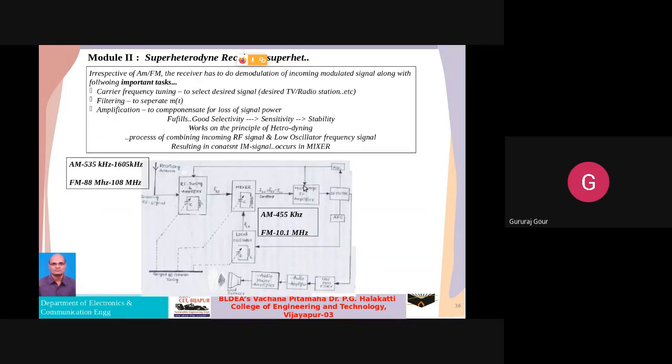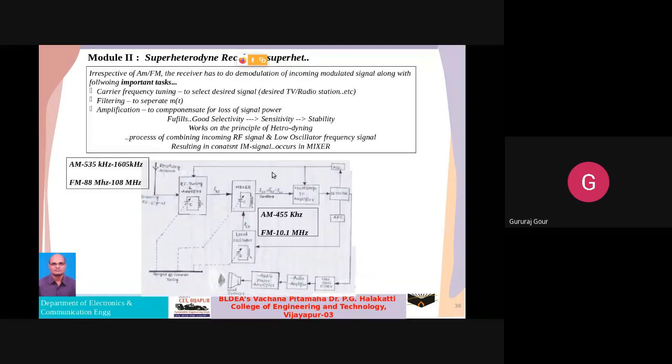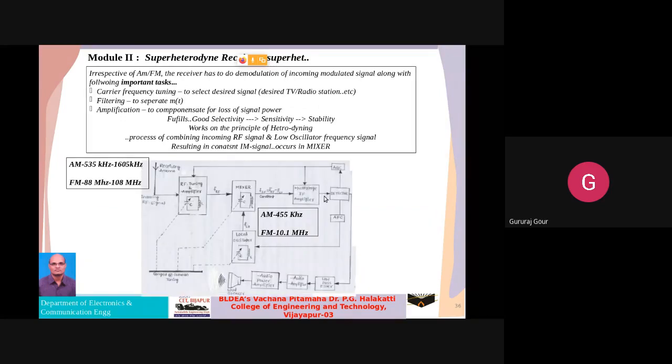So here we are getting the differences. In AM, you can see the frequency ranges of the RF and local oscillator sections are different from those of FM. Problems are also different. In case of AM, we got image interference. In case of FM, we got amplitude noise. For AM we have a detector, and for FM we are using a balanced discriminator. These are the three or four main point differences we get when we receive AM and FM with the help of the superheterodyne receiver.